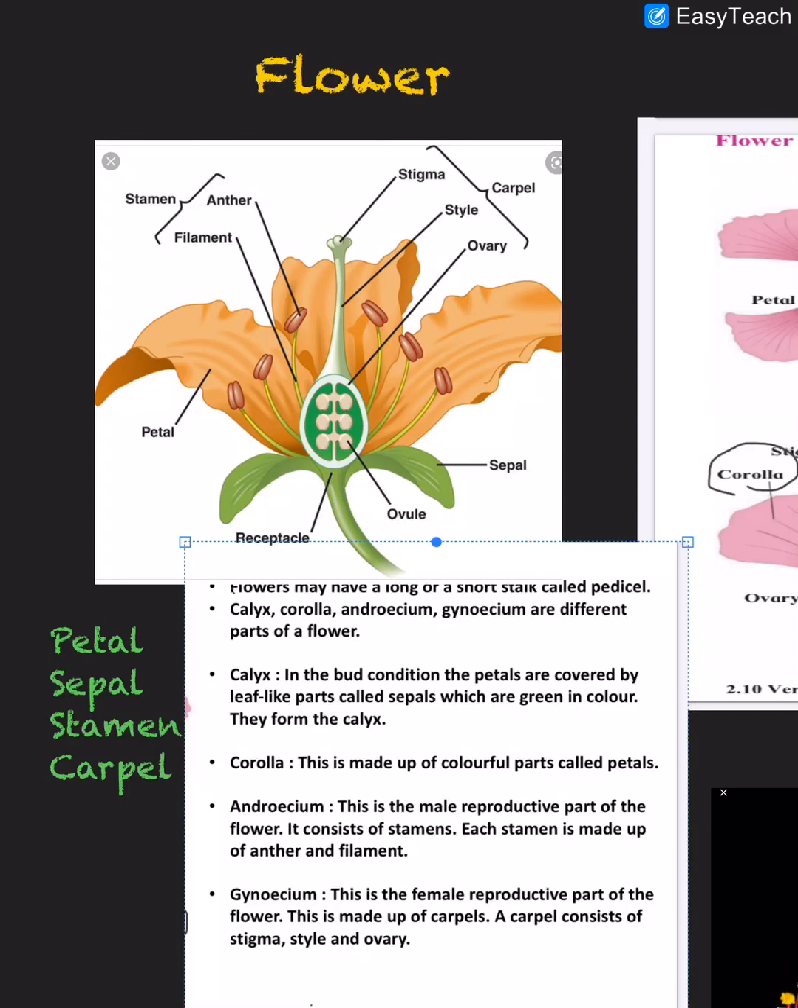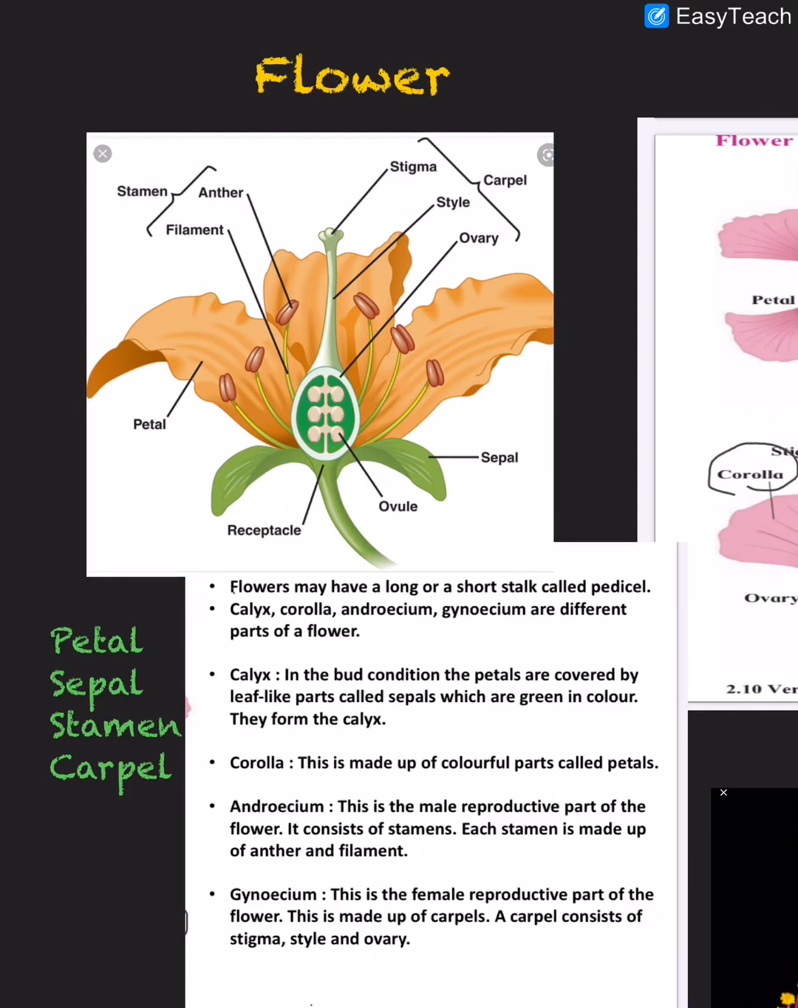Carpel consists of stigma, style and ovary. You can see the images of stigma, the antenna-like portion, style, the stalk-like portion, and ovary, the base portion of this carpel. So the carpel is the female and stamen is the male. Female is the gynoecium and male is the androecium part of a flower. So now you know the basic structure and the male and female reproductive parts of a flower.